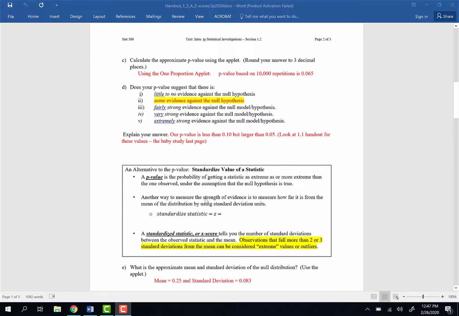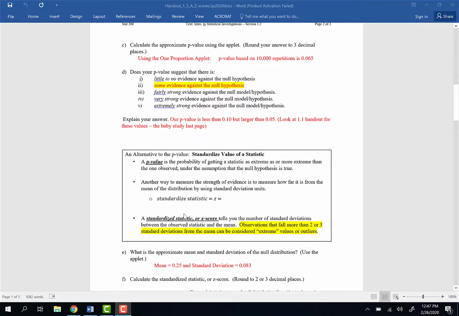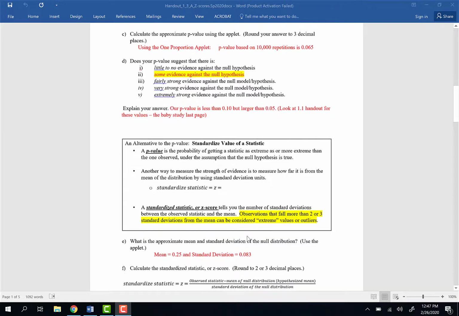And so here I have the definitions for both. The p-value is the probability of getting a statistic as extreme or more extreme than the one observed in our study. And the other way is the standardized statistic or z-score. They should both give us the same exact result. Observations that fall more than 2 or 3 standard deviations from the mean are considered extreme.